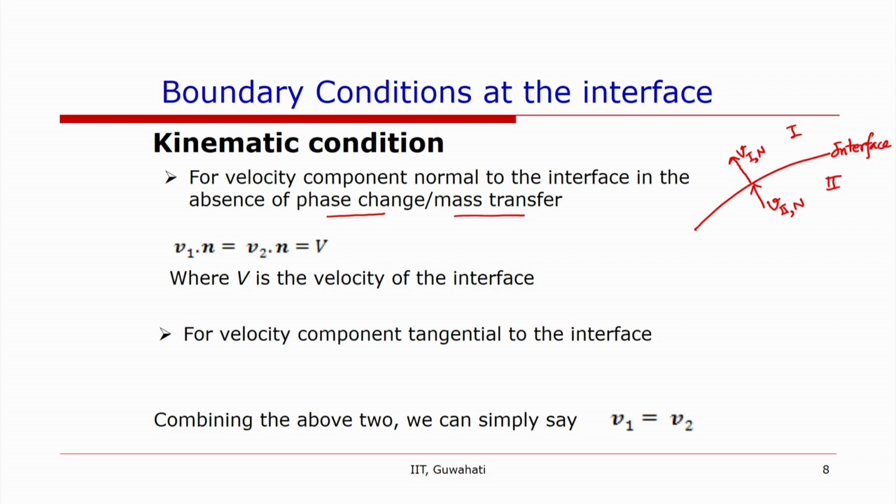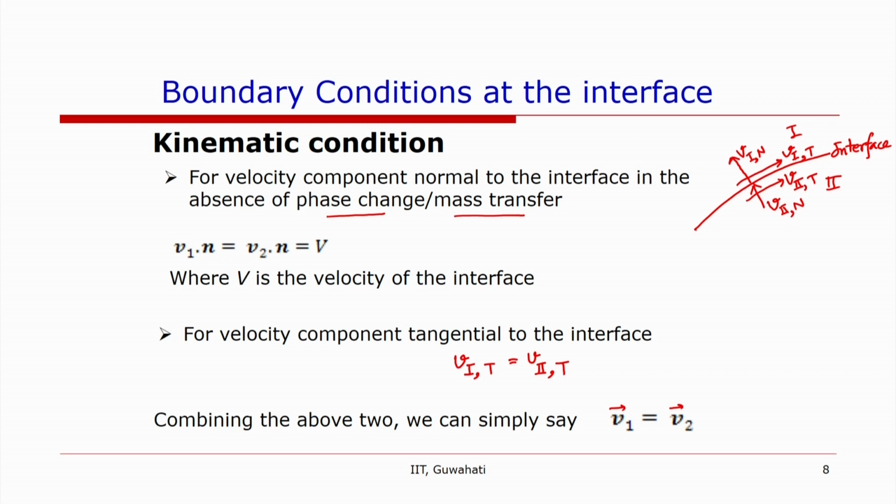Similarly, the tangential velocity components V1t in fluid 1 and V2t in fluid 2 will also be equal. So the tangential components are equal, the normal components are equal, and if you combine the two, then you can say that velocity vector 1 and velocity vector 2 at the interface are equal.